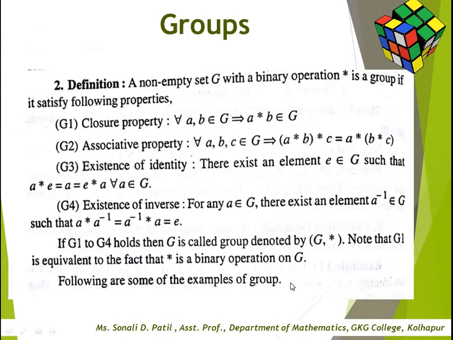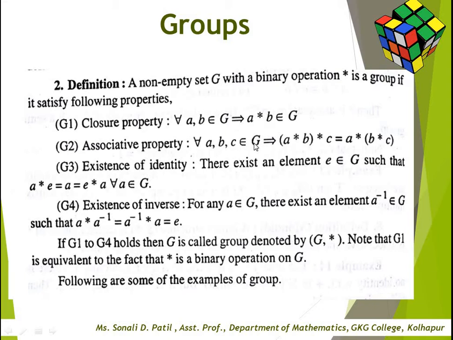Okay. Next point is groups. So the definition of group: a non-empty set G with a binary operation star is a group if it satisfies the following properties. The first property is the closure property. We take two elements from group G, like a, b belonging to G. This implies that a star b belongs to G. If the result of the operation also belongs to that group, then it is called the closure property. Next property is the associative property.